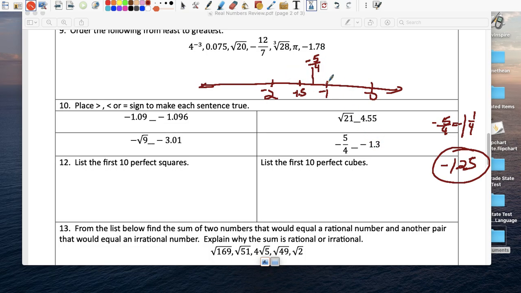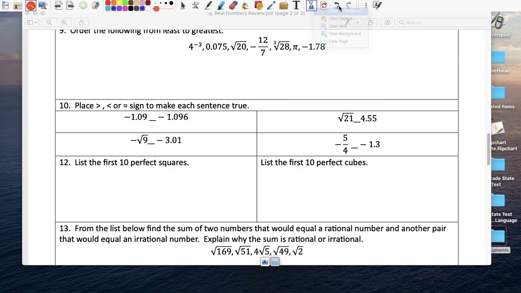Negative 1.30 is a little bit to the left of negative 1.25. So again, remember, the number on the left is always smaller, the number on the right is always bigger. So how would we complete this sentence? We can say negative 5 over 4 is greater than negative 1.3. Okay?